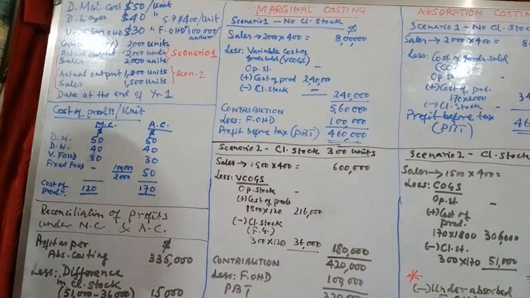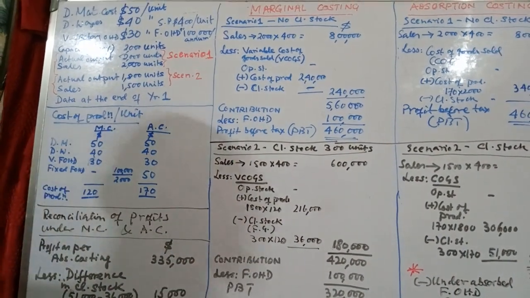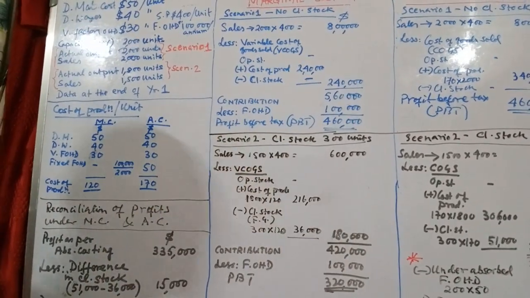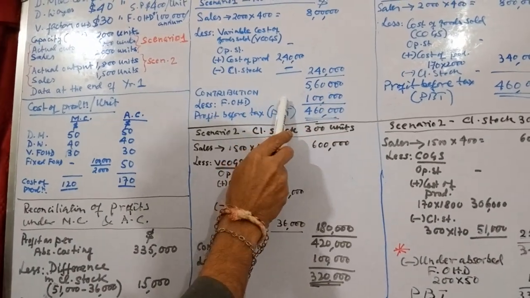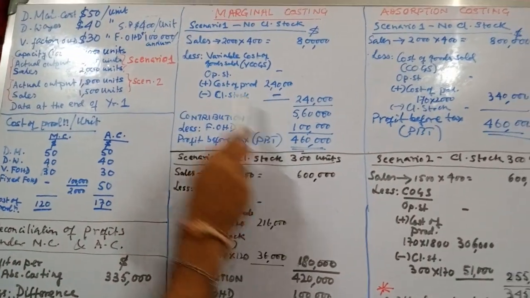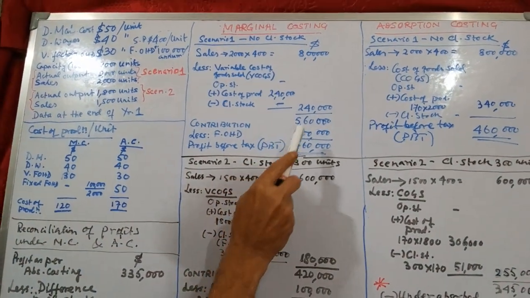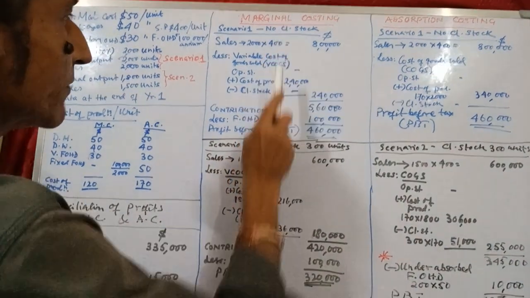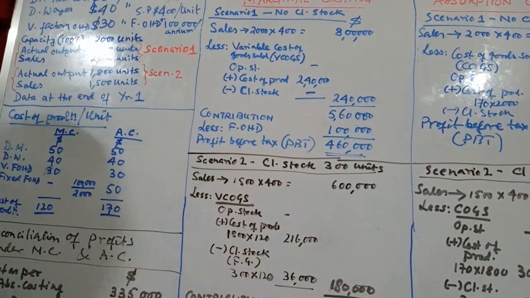560,000. And in marginal costing system, we deduct fixed overhead from contribution to arrive at profit. So from contribution of 560,000, we deduct fixed overhead of 100,000. So 560,000 minus 100,000 equals 460,000. This is profit before tax under marginal costing, where there is no closing stock.